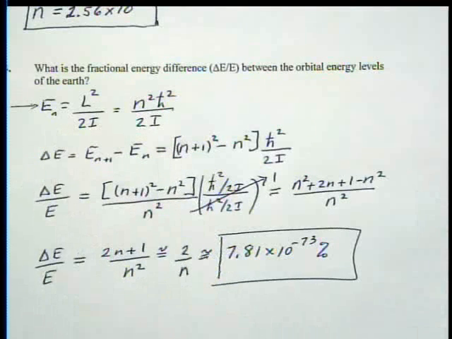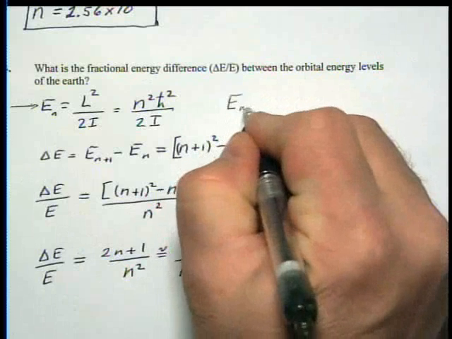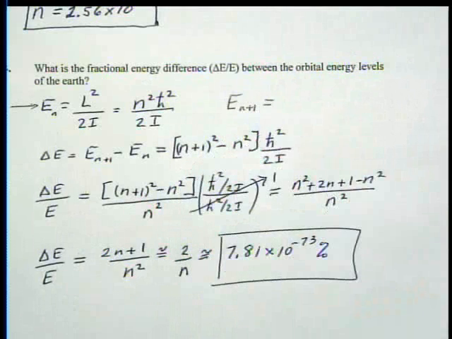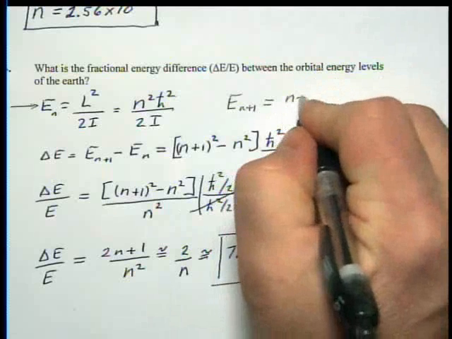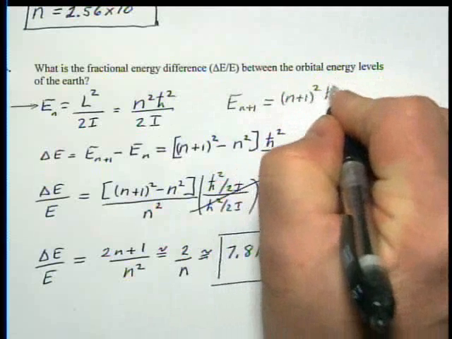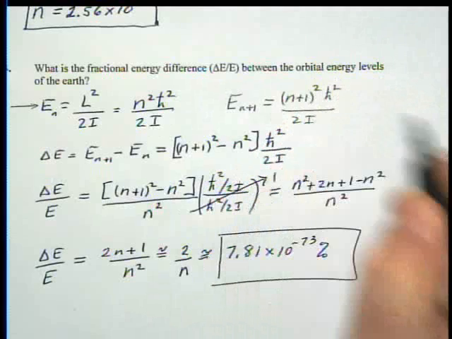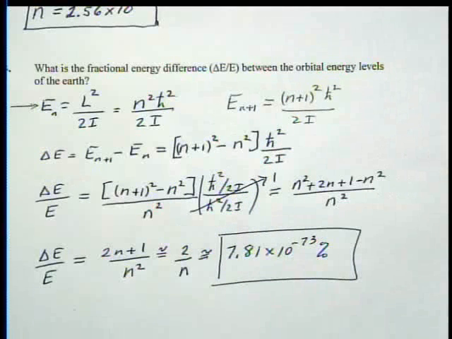If you looked at E sub n plus 1, the next level, then it would be n plus 1 squared h bar squared over 2I. So that would be the next energy level, with just a tad more angular momentum. By how much? By h bar. That's 6.63 times 10 to the minus 34 divided by 2 pi. All right, so about 1 times 10 to the minus 34 more units of angular momentum. And then we're going to square that, find out how much more energy.